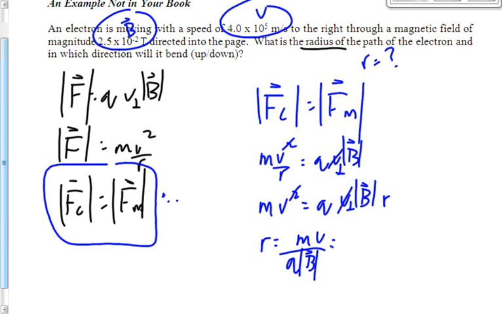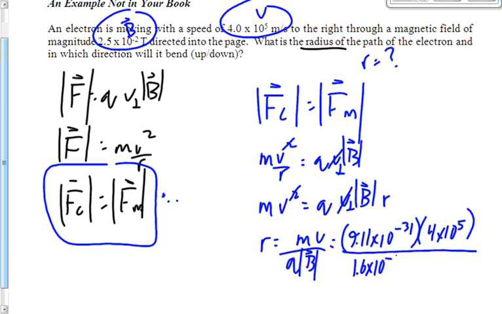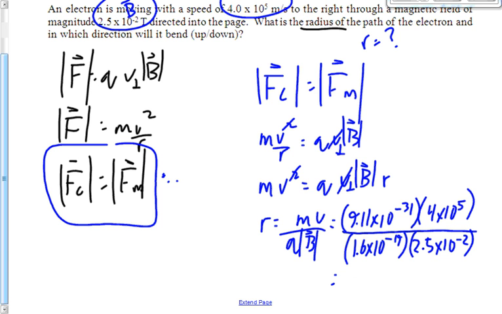M is 9.11 times 10 to minus 31, the mass of the electron. The speed was 4 times 10 to the 5. Charge is 1.6 times 10 to minus 19. And the magnetic field strength is 2.5 times 10 to the minus 2 Tesla. Good question. What units would that give us, anybody? Even before we get the answer. Should be meters, right? If we're using standard units throughout the rest of the question, then we're going to get standard units for the answer. Should be meters.